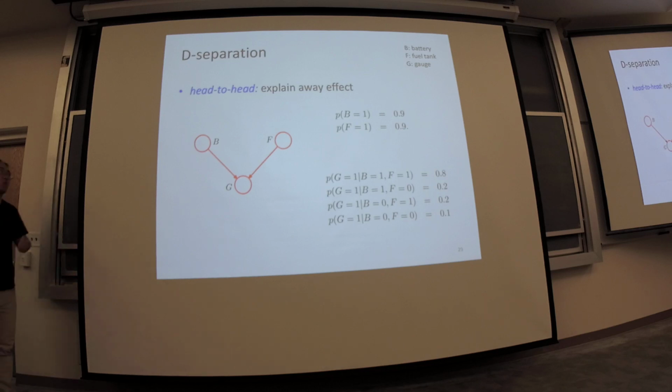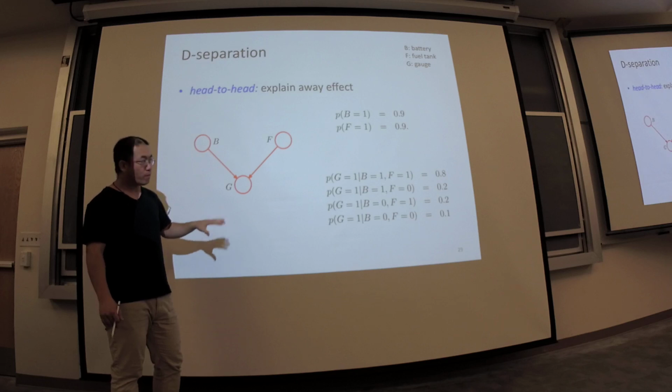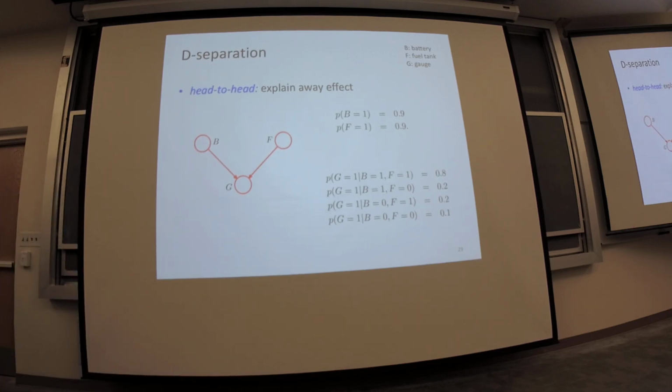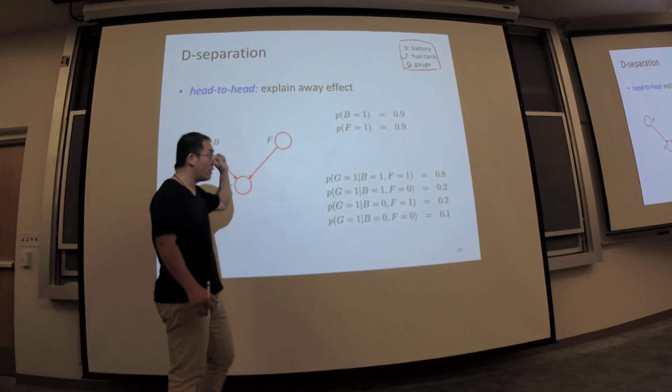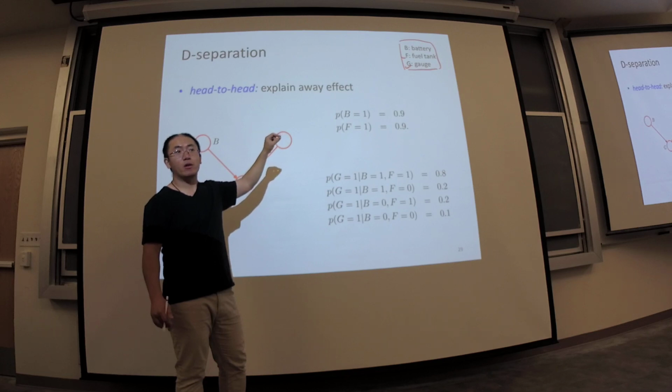The head-to-head structure also reflects a particular effect. It's called the explaining away effect, which is kind of special to Bayesian modeling, but to me it's kind of reasonable. So here's a practical example. Suppose I want to construct a Bayesian network with three random variables, B, F, and G, which model your car. B represents the battery status. B is 1, meaning that the battery is alive, is charged. B is 0 means that the battery is dead. And F is your fuel tank status. F is 1, meaning that the fuel tank is full, and 0 means that the fuel tank is empty. And G is the electrical gauge. G is 1 means that your electrical gauge indicates that you have a full tank of fuel. And G is 0 means that it indicates your fuel tank is empty.